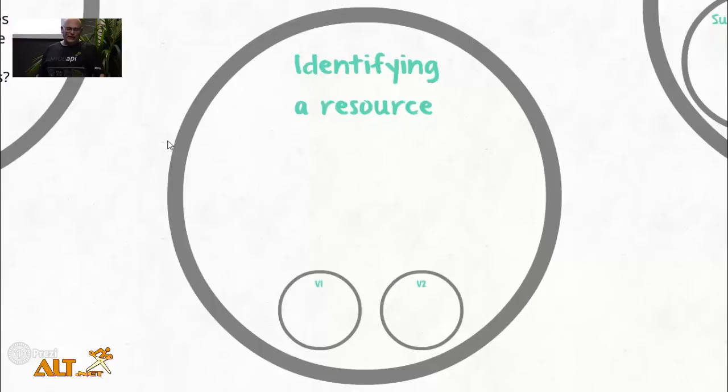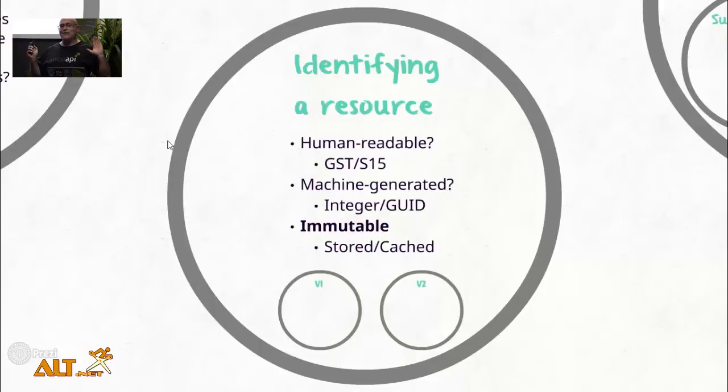Identifying a resource. Now this is where we went really wrong in our first version 1. Do you go for human readable ones? So in our case, in tax codes, do we go for a tax code GST for obviously Australia, or S15 for some reason? That is the New Zealand one for their 15% GST. Aren't we lucky?